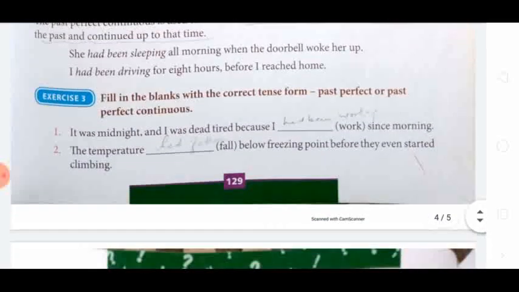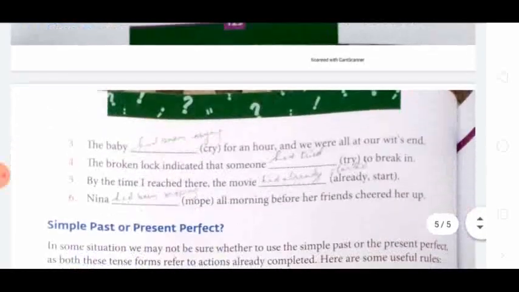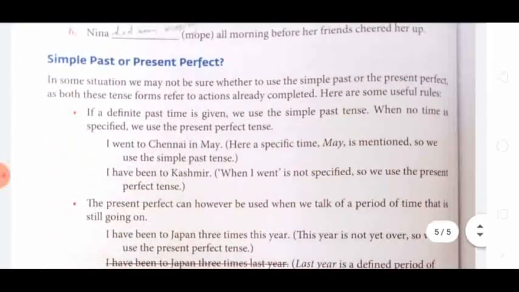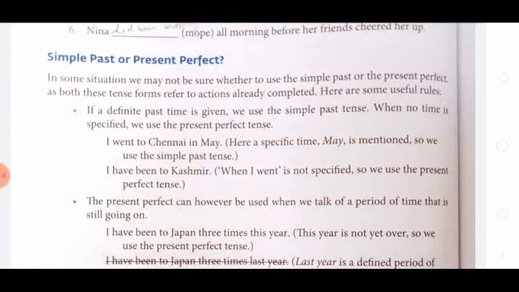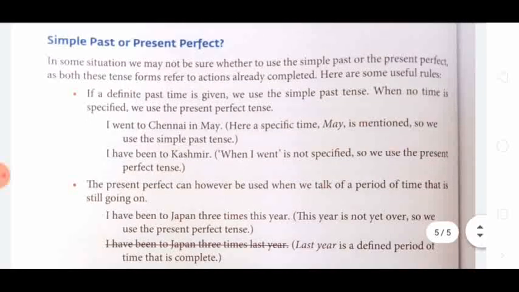Now, in exercise 3, we have to fill in the blanks with the past perfect or past perfect continuous tense. As I told, I am going to send you the answer of this. Then here the one most important thing you have to learn is simple past or past perfect, because they are very near to each other.